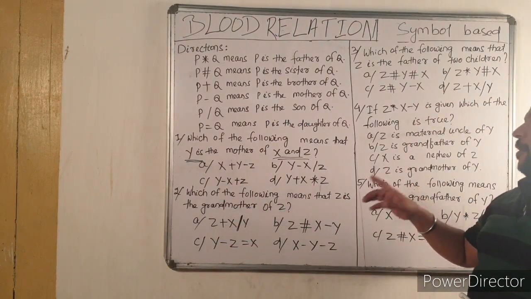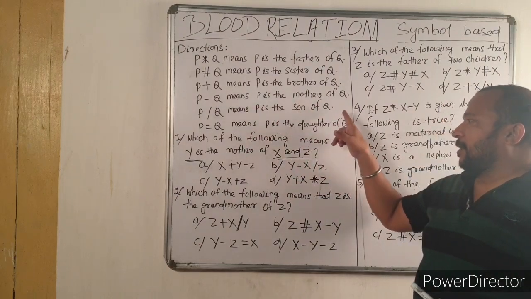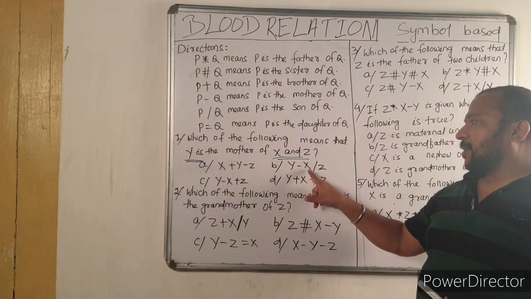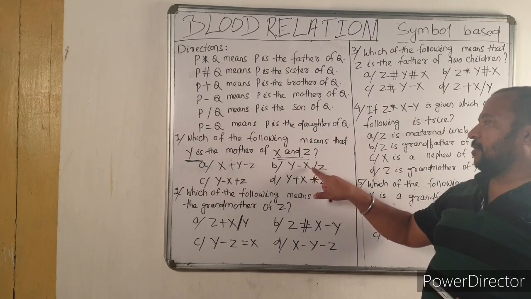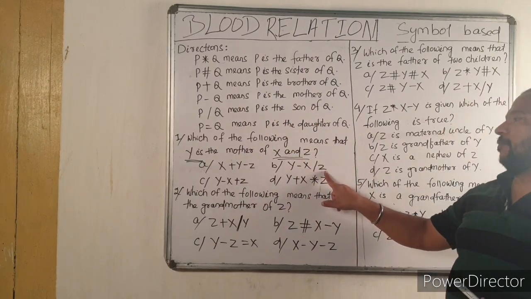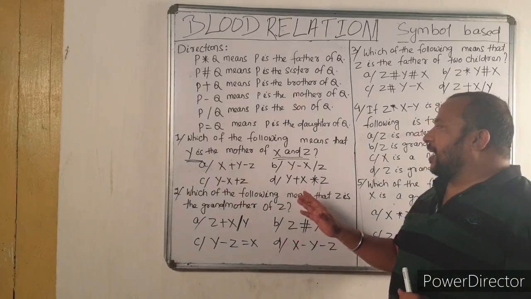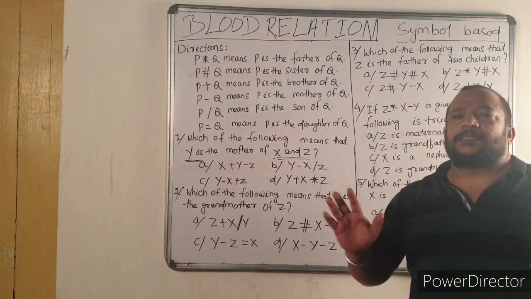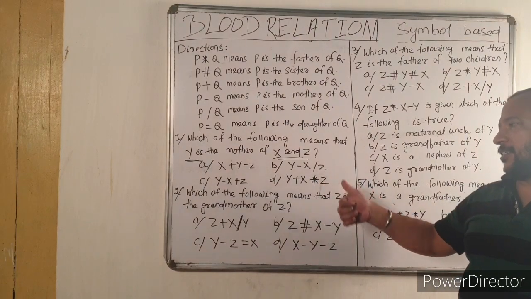Now let us check option B. Y minus means mother. Y is the mother of X. So up to here it is okay. Now what is the relation between X and Z? Slash means son. X is the son of Z. Now X and Z have to be siblings. So this is also not the answer.